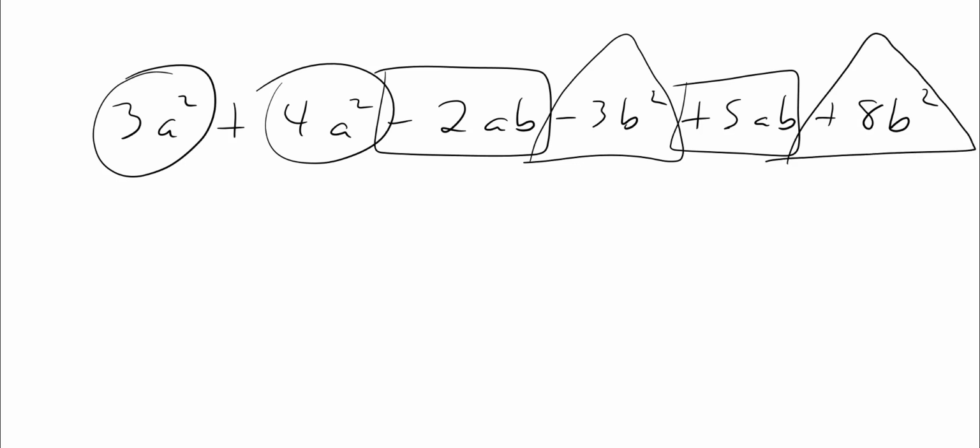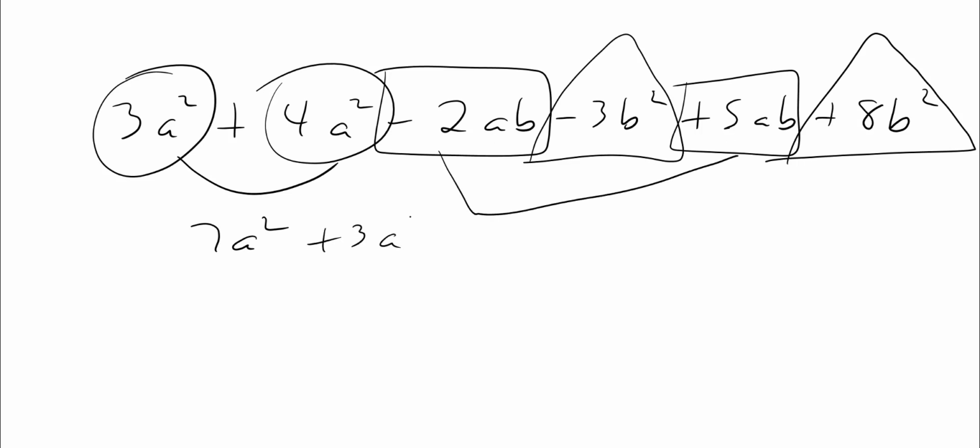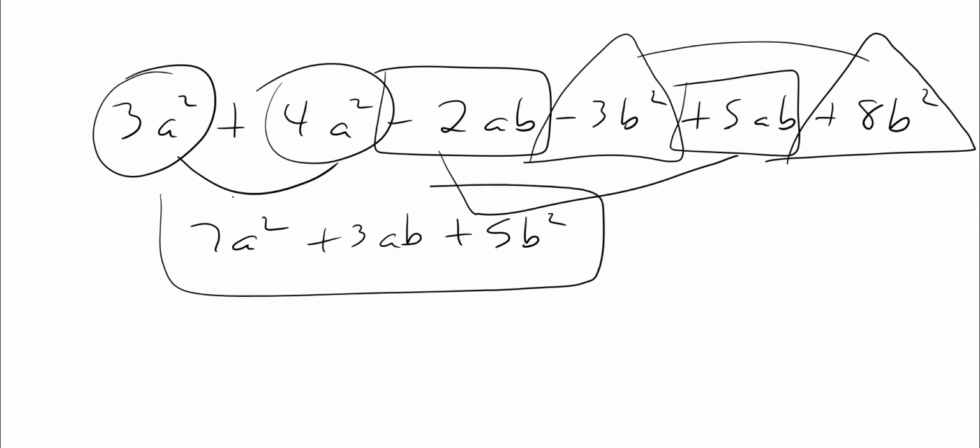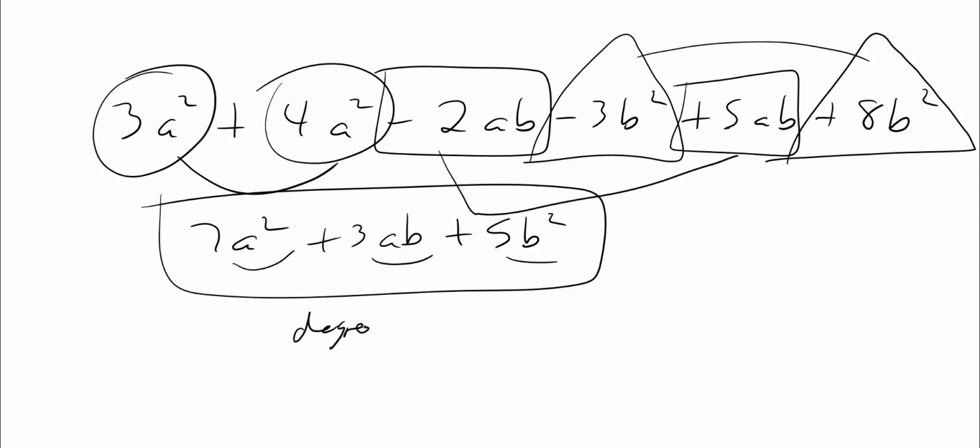So if I combine them together, this first one gives me 7a squared. These two give me negative 2 plus 5 is plus 3, AB. And then these guys, 2 triangles, give me negative 3 plus 8 is positive 5b squared. And there you go. That's the answer. What degree is this? Well, they all have 2. This is 2, 2, and 2. So this is degree 2, and it is a trinomial because it's got 1, 2, 3 terms.